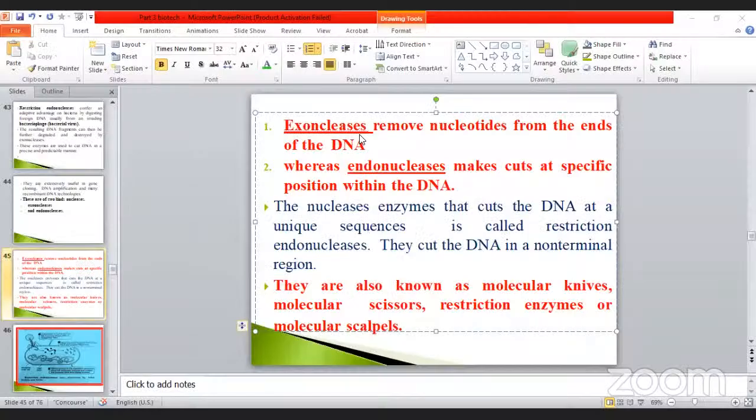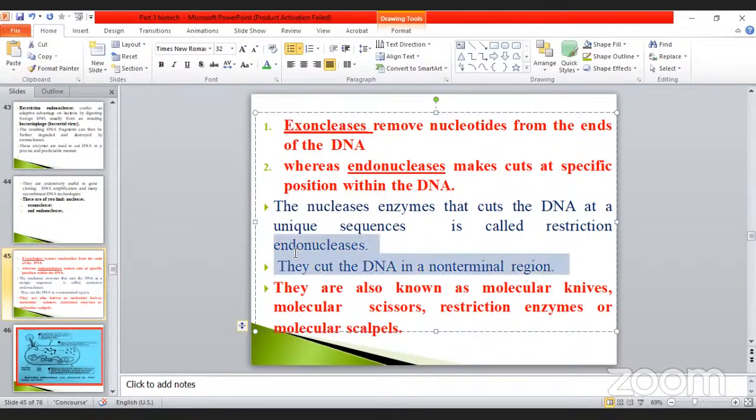See here. The exonuclease removes the nucleotide from the end of the DNA molecule, whereas the endonucleases make a cut at a specific position within the DNA molecule. The nucleases, enzymes that cut the DNA at a unique sequence, are called restriction endonucleases. They cut the DNA in the non-terminal region. Once again, I repeat for you.